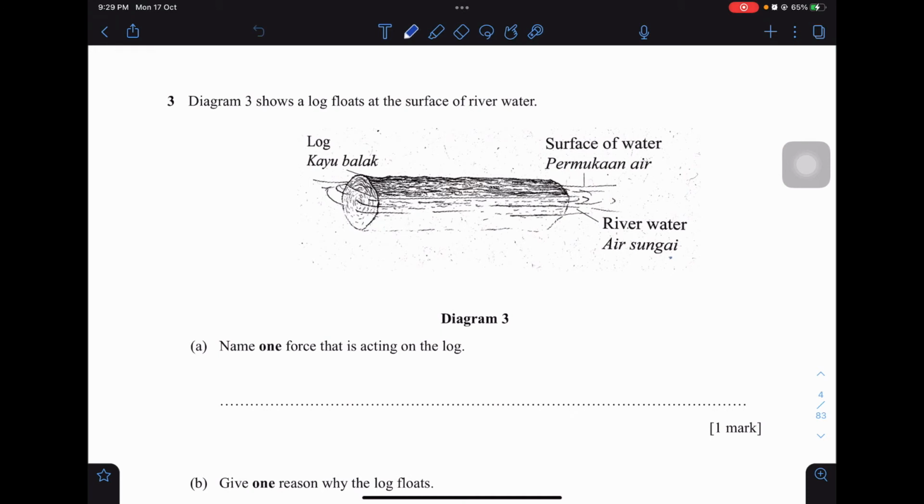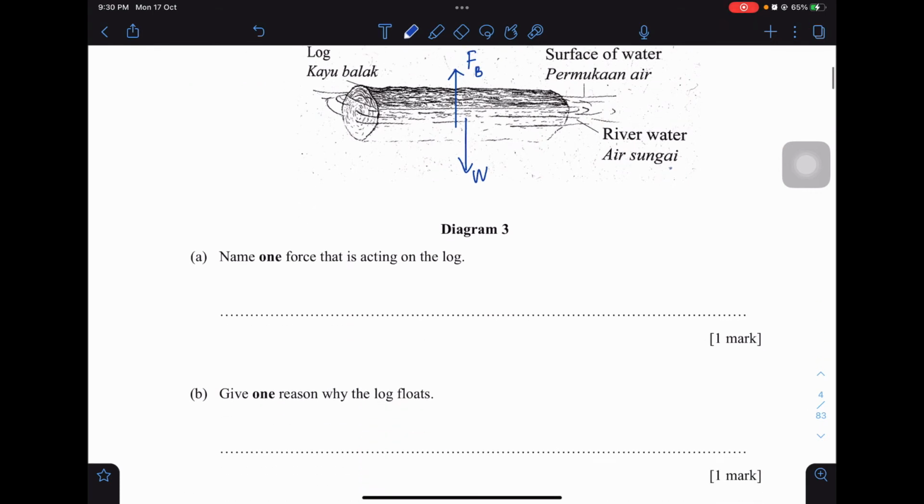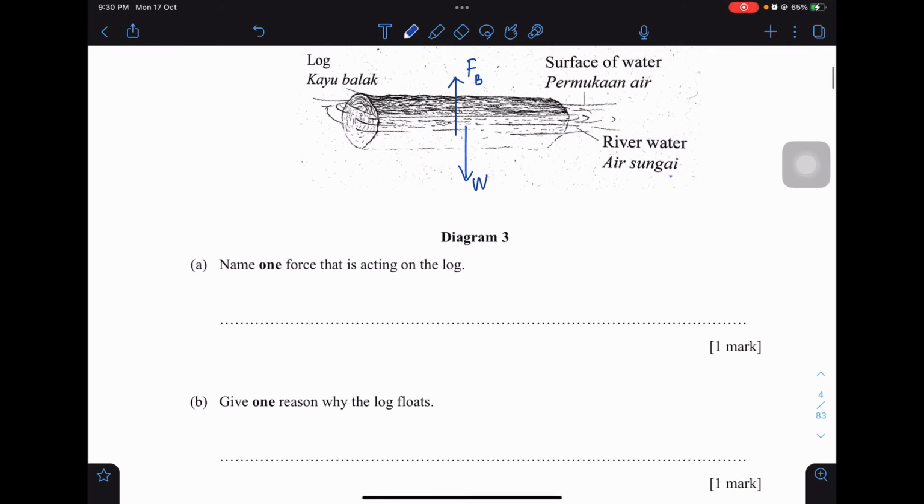So the forces acting are first the weight, and then the buoyant force. The buoyant force is upward, lifting it. Name one force, so either one. It can be weight, or you can write buoyant force.